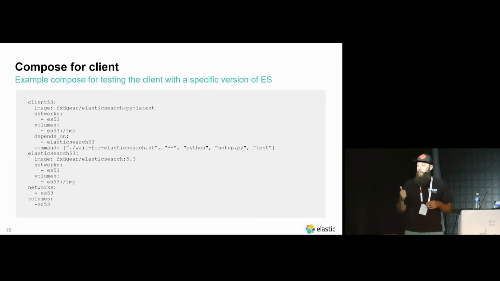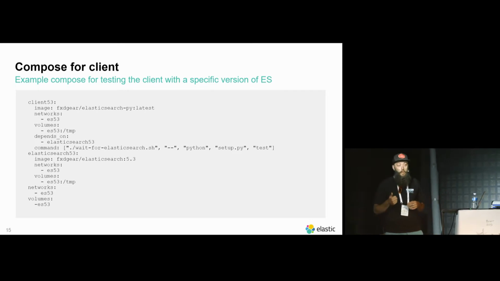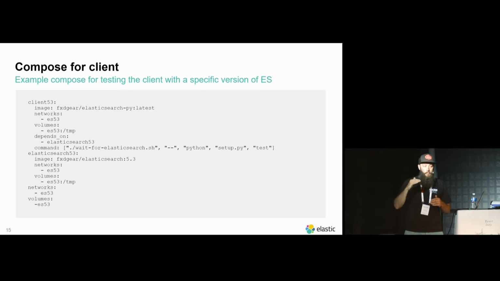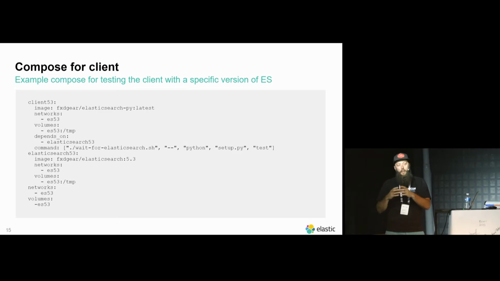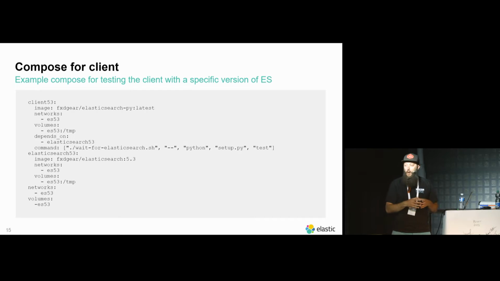So the first thing is we're defining a service within Compose that's called client 5.3. It's using an image that is the result of that Dockerfile that I showed you before. We're specifying a special network. We're specifying a special volume. And each of these, the network and the volume, need to be special in the case that we don't want to have, say, an Elasticsearch 5.3 client communicating to an Elasticsearch 5.4 instance container.